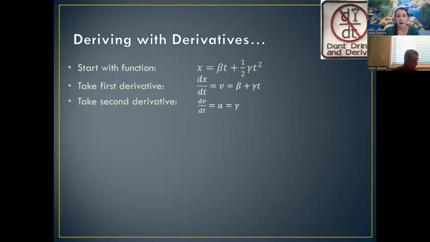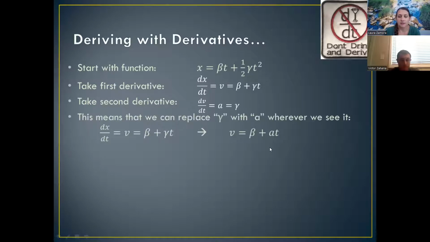And so when we apply the power rule to our equation for velocity, v equals beta plus gamma t, beta is a constant because it's not the variable that we're interested in. We're interested in the variable t because that's what's in the denominator of our derivative expression here. So that will go away because the derivative of a constant is 0. And we're left with just gamma once we take the derivative. So that's our acceleration.